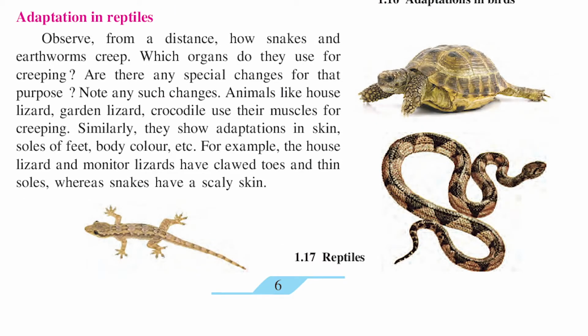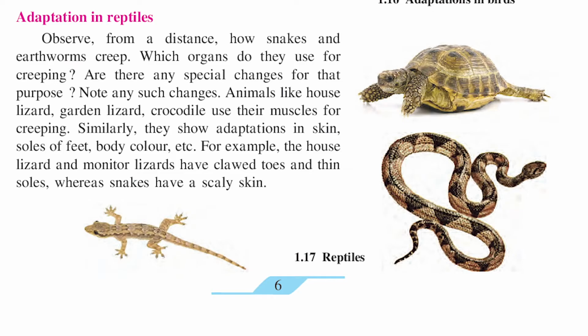Adaptation in reptiles. Observe, from a distance, how snakes and earthworms creep. Which organs do they use for creeping? Are there any special changes for that purpose? Note any such changes. Animals like house lizard, garden lizard, crocodile use their muscles for creeping.